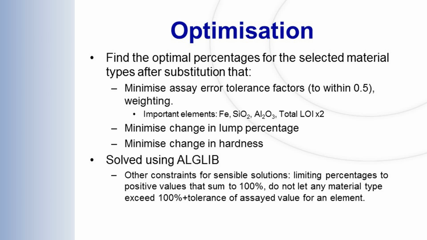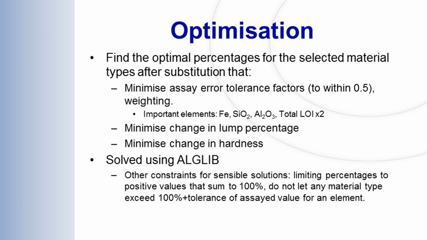To get the actual percentages of the material types, we run the optimisation method, as I said, and we're looking at various different attributes. So we're looking at the assays, obviously. During manual validation, the geologists have to try and adjust the material type so that the theoretical composition is within some threshold or tolerance percentage of the assay value for every element.